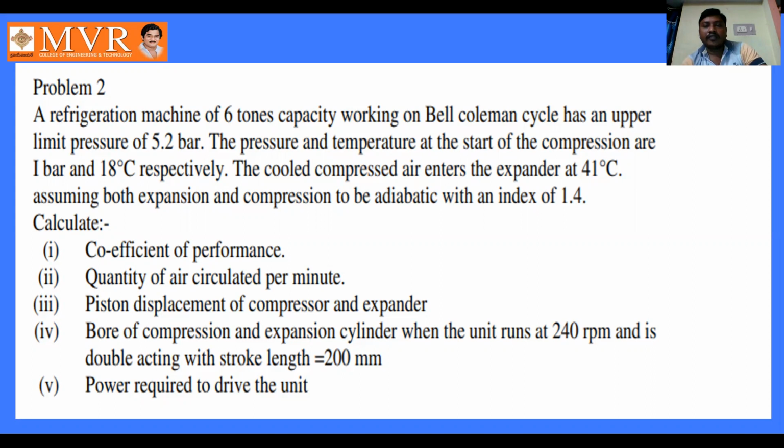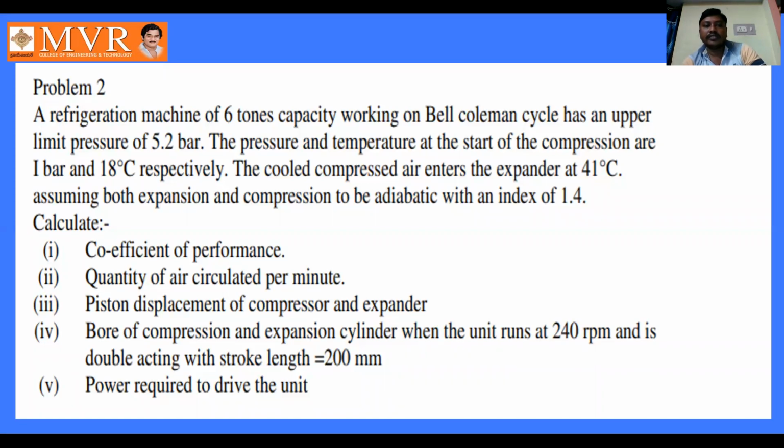And after completing the compression process, the compressed air goes to the cooler, and after the cooler, the air is going to enter into the expander. There the air enters into the expander with a temperature of 41 degrees Celsius. See here in the problem itself, it says to assume both the expansion and compression to be adiabatic with an index of 1.4, meaning the adiabatic index gamma should be taken as 1.4.